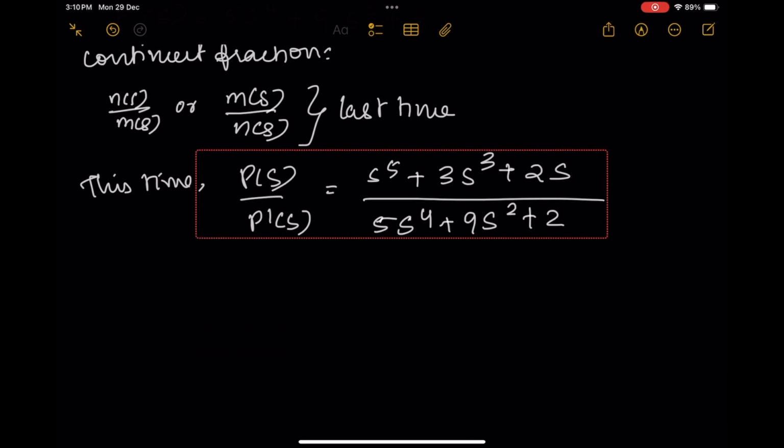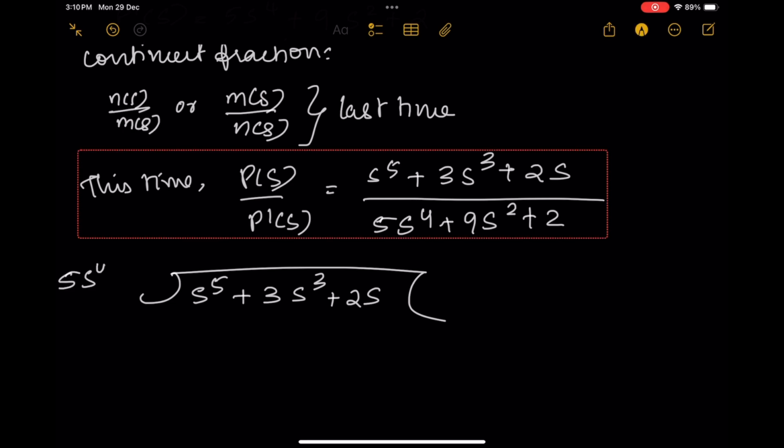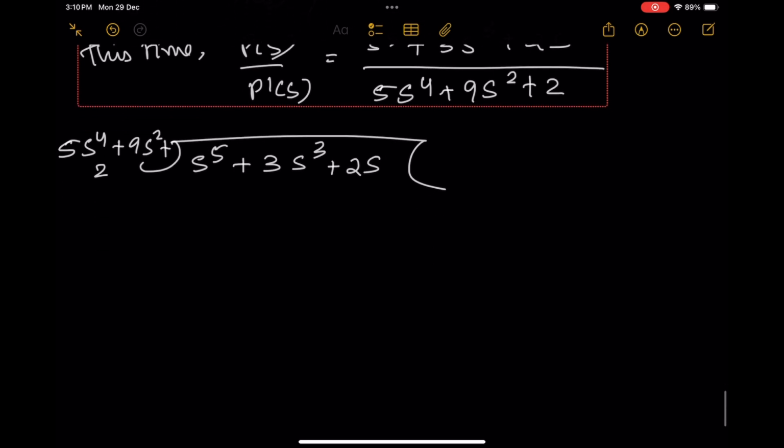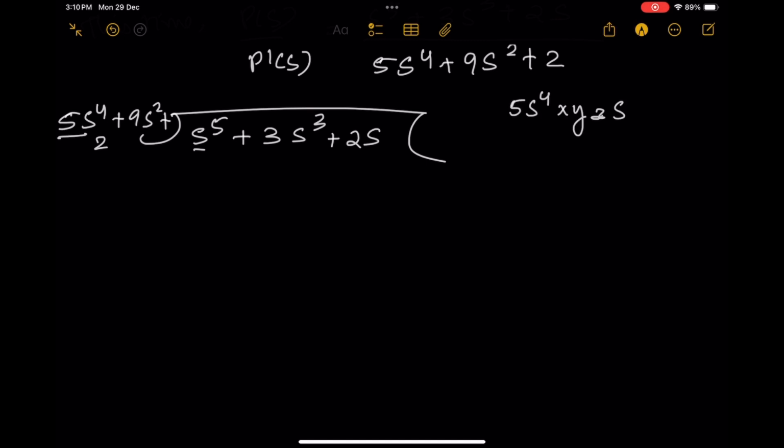Now we are going to do continued fraction. We'll put s raised to 5, the bigger one, the numerator, on the inside, and the denominator on the outside, 5s raised to 4 plus 9s square plus 2. The next thing that we are going to do is make 5s raised to 4 equal to s raised to 5. 5s raised to 4 into some value will give you s raised to 5. That value will be s raised to 5 divided by 5s raised to 4, that is s by 5.